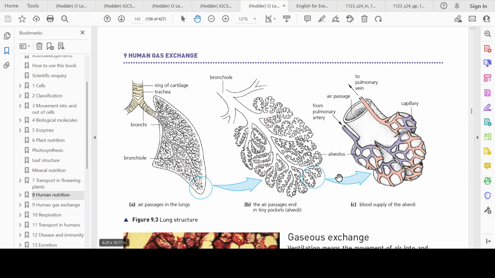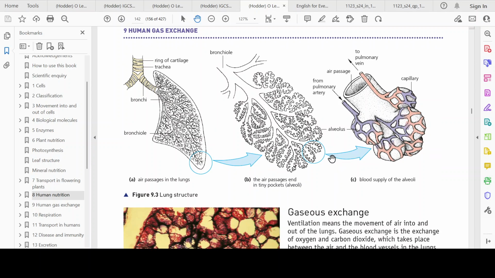Any questions? Are there arteries and veins in the lungs as well? There are arteries and veins in the lungs, yes, but at the level of the alveoli, you have capillaries. So the way that goes, let's just go back to the whiteboard.